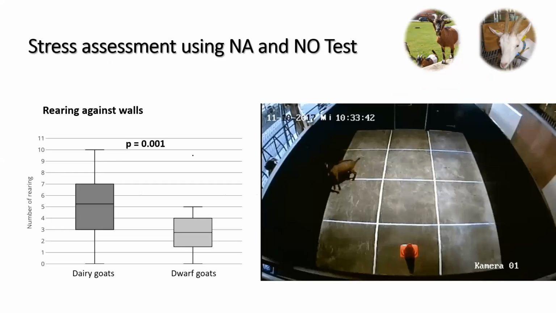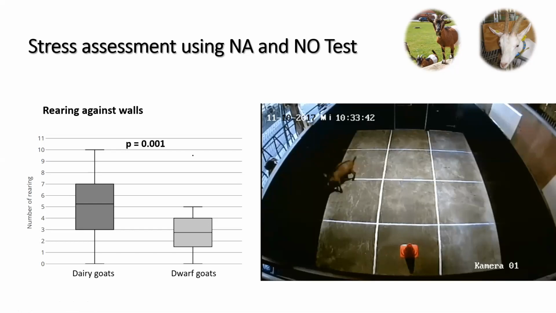To give you an idea of what I mean with breed dependency and difficulty of interpretation of behavior, here are the preliminary results from one of our experiments. In this study, we tested dairy and dwarf goats in a novel arena and a novel object test. The first graph shows the amount of rearing against the walls in the open field and novel object test combined, which you see here on the y-axis. We combined them because the two tests were highly correlated. As you can see, we found significant differences in the number of rearings between dairy and dwarf goats.